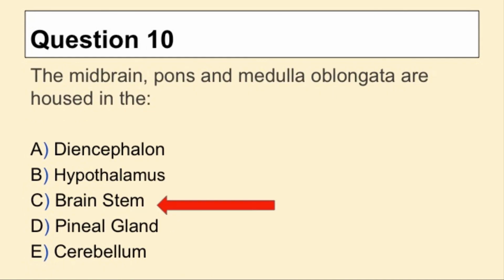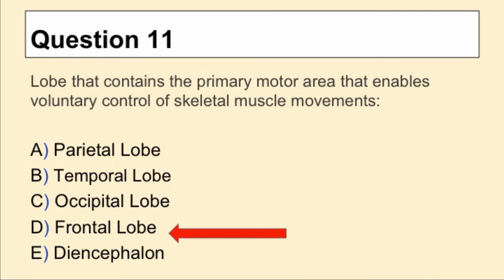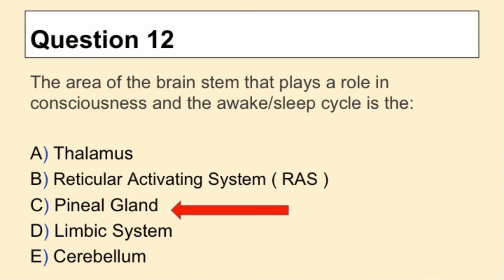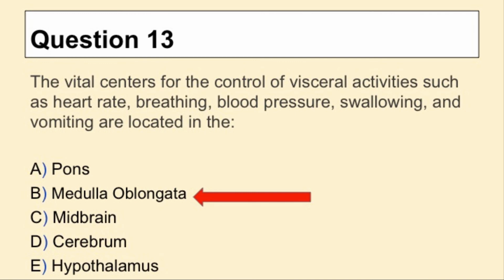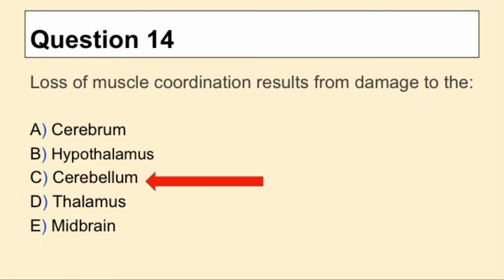Question 10, the answer is C, brainstem. Question 11, the answer is D, frontal lobe. Question 12, the answer is C, pineal gland. Question 13, the answer is B, medulla oblongata. Question 14, the answer is C, cerebellum.